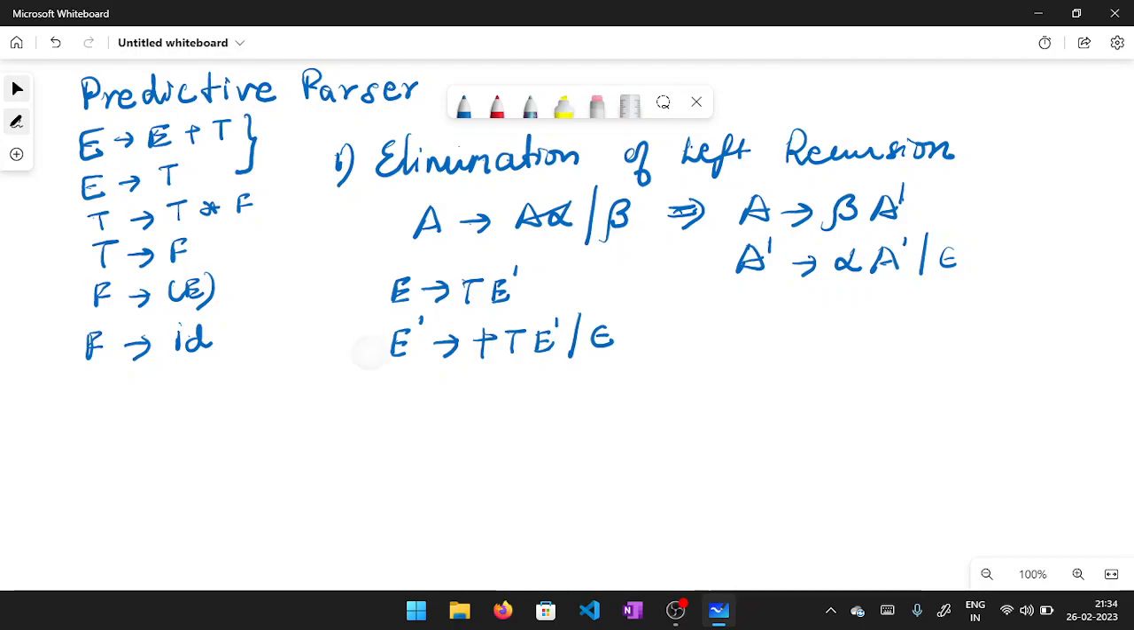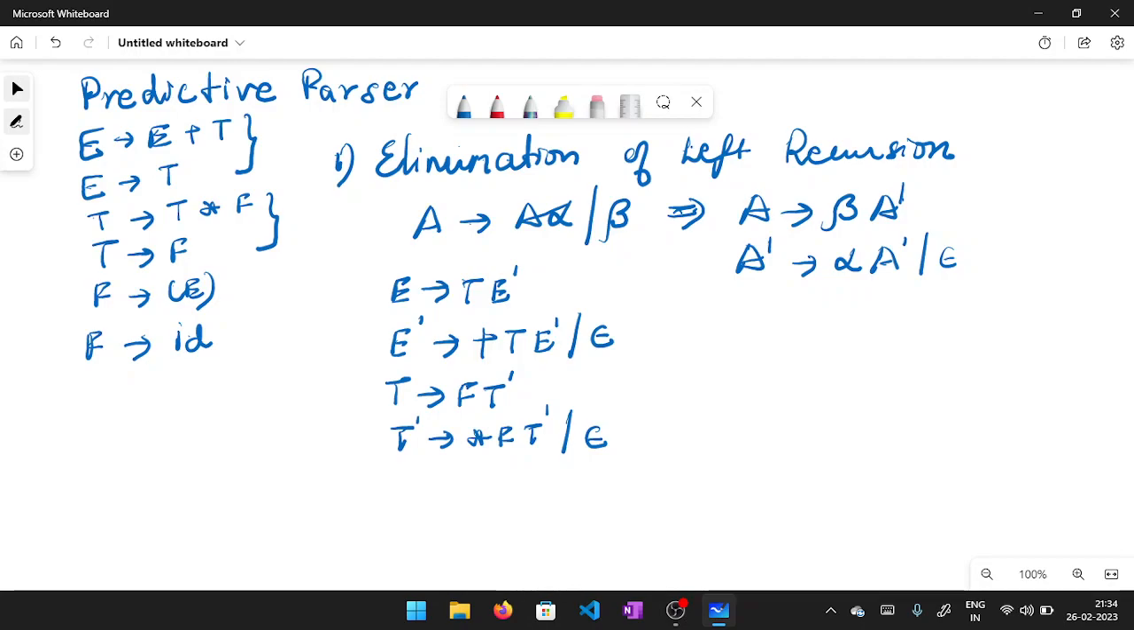Similarly for the next two productions, T tends to T star F and T tends to F. After we eliminate the left recursion, we will get T tends to F T dash, and T dash tends to star F T dash and then epsilon. Okay, the last two productions remain the same. So after we eliminate the left recursion, we are getting these productions.